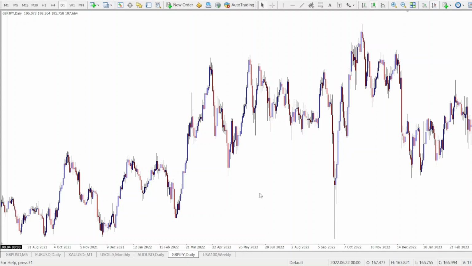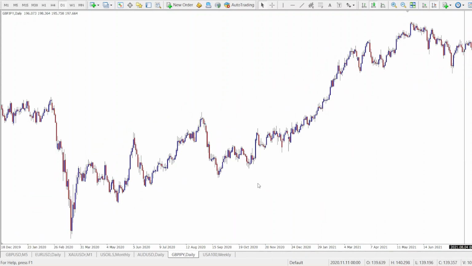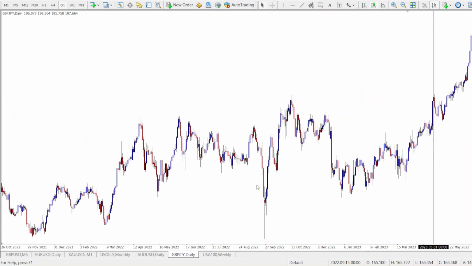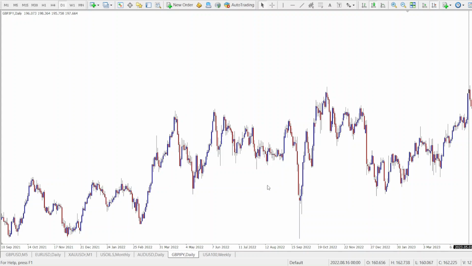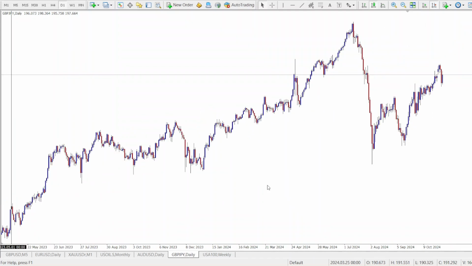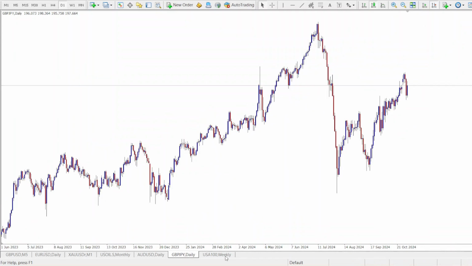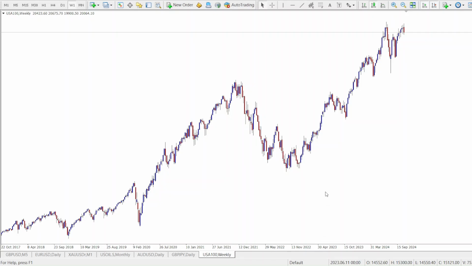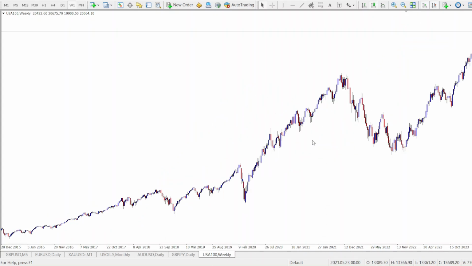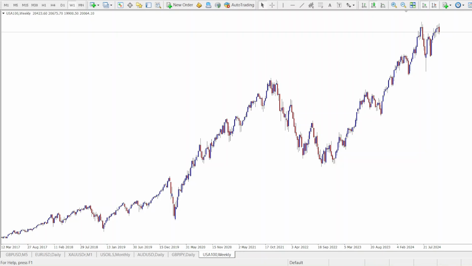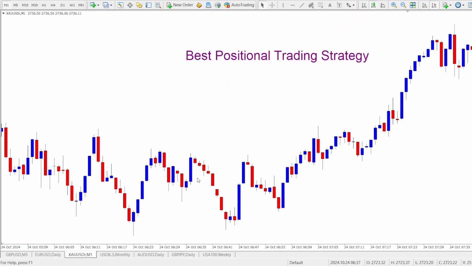So when you want to select the currency pairs to trade, just make sure that you look at their historical price movements. When you look at the historical price movements, you'll be able to know whether that currency pair, or that asset, whether it's a currency pair or a commodity or whatever, is a trending asset. Because you want to focus on trending assets for positional trading.